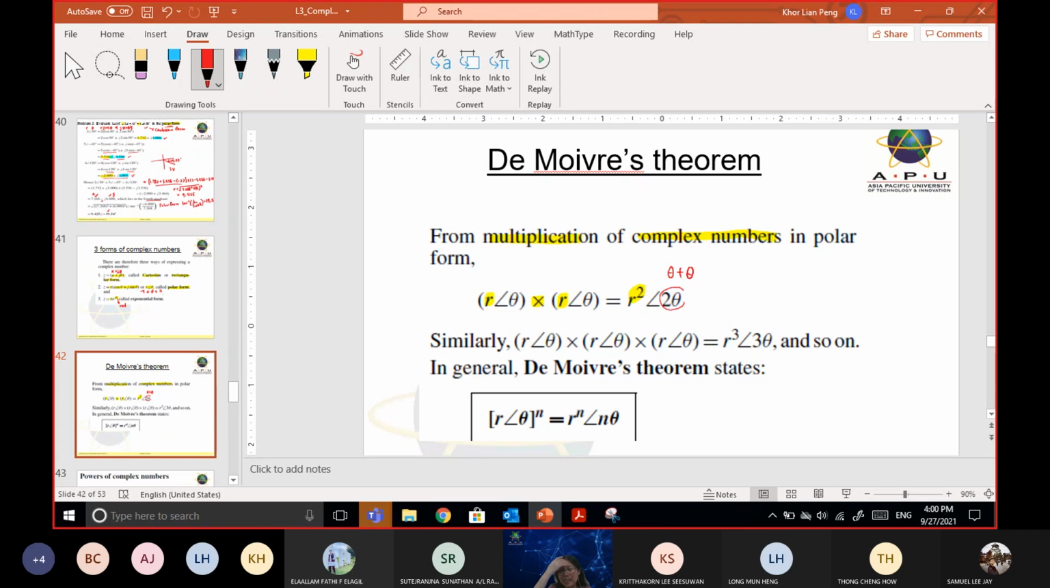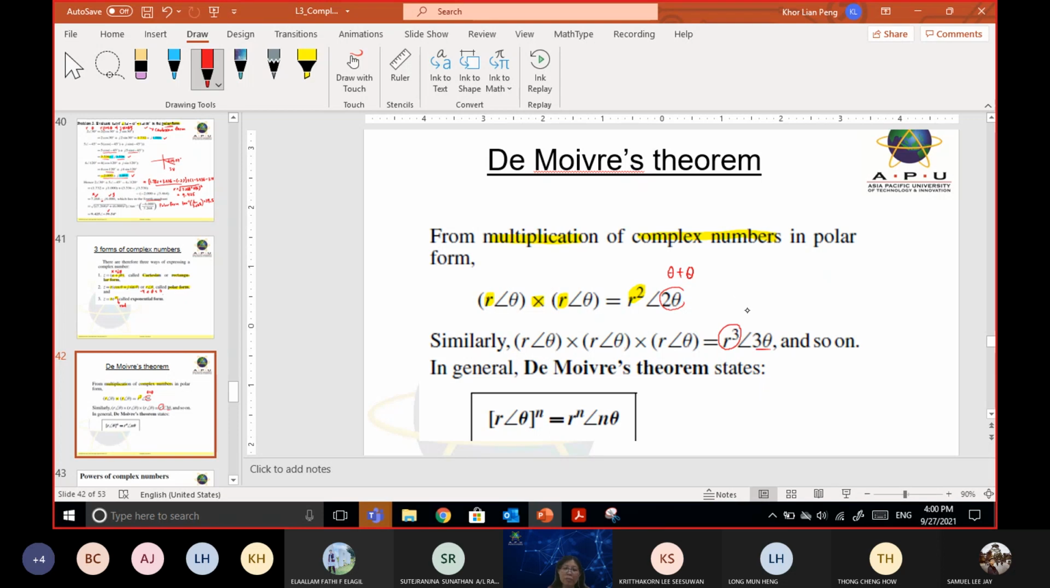Okay, if we apply this to multiplying 3 complex numbers that are the same, right? 3 same complex numbers, then you are getting something similar. That means for the r, you need to multiply the r 3 times. That means you get r cubed. Then for the theta, you have to add 3 times. So you get 3 multiplied by theta.